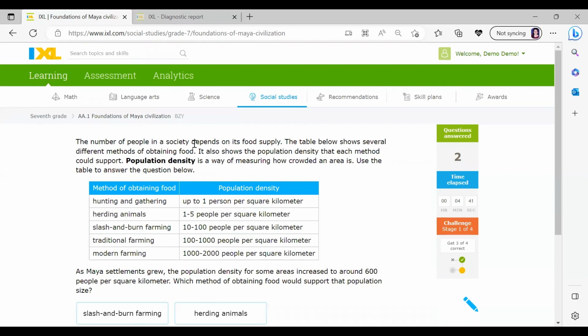The number of people in a society depends on its food supply. The table below shows several different methods of obtaining food. It also shows the population density that each method could support. Population density is a way of measuring how crowded an area is. Use the table to answer the question below. Methods of obtaining food and population density: hunting and gathering, so you can have up to 1 person per square kilometer. Herding animals, 1 to 5. Slash and burn farming, 10 to 100. Traditional farming, 100 to 1,000. Modern farming, 1,000 to 2,000.